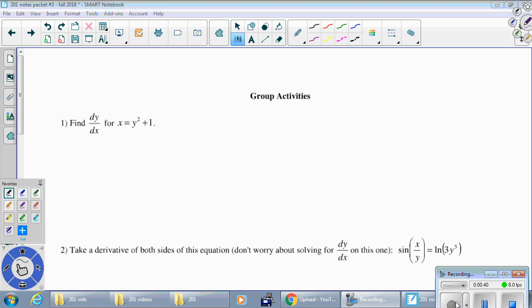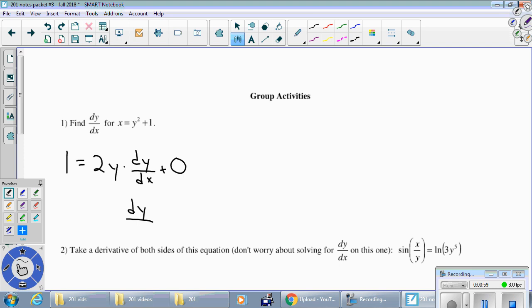The derivative of the left-hand side, x, is just 1, equals the derivative of y squared plus 1, which is 2y times dy/dx. I will go ahead and put the plus, the derivative of 1 is obviously 0. And then we're going to solve this thing for dy/dx. I didn't ask us to do this in the demo problem, but I will ask us here. It's not hard. You just divide both sides by 2y. And so that's our answer. The derivative dy/dx, in this case, for this curve is just 1 over 2y.